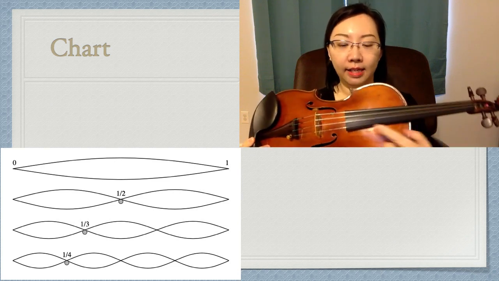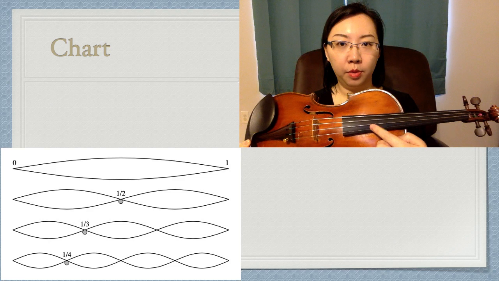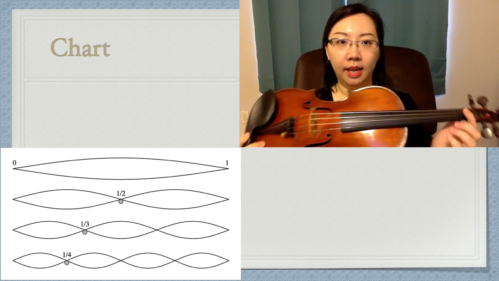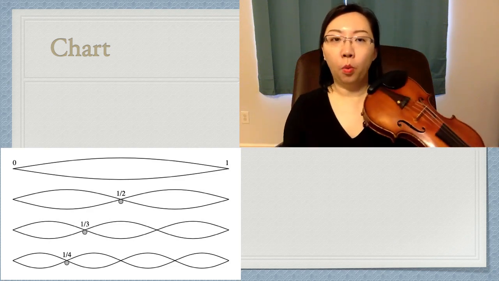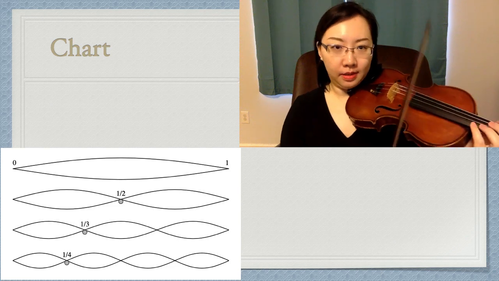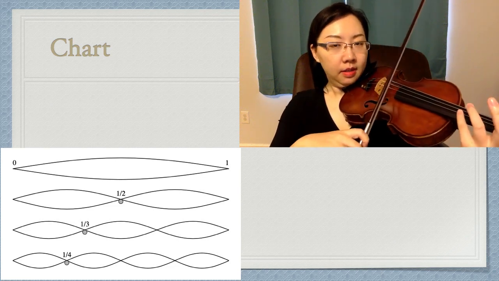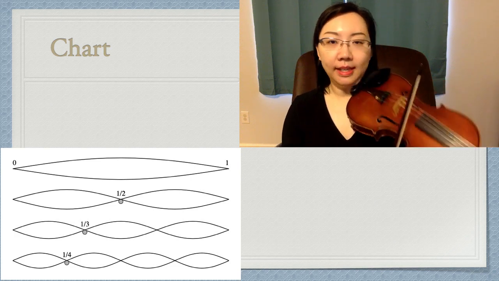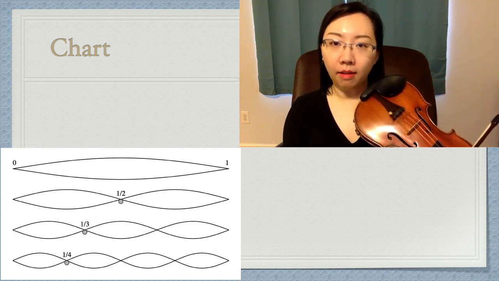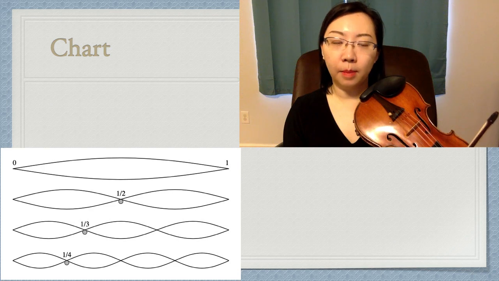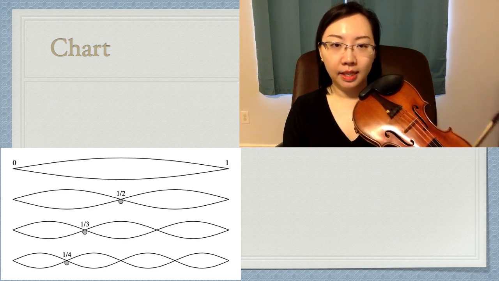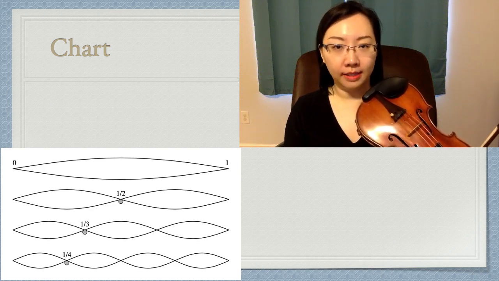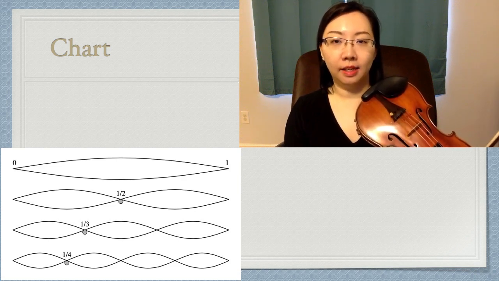Then I divide my string into 3 equal parts and half press the 1/3 point of my string. I get this note, E, which is an octave plus a fifth above the original note. It is the third harmonic, and the hertz is 1320.